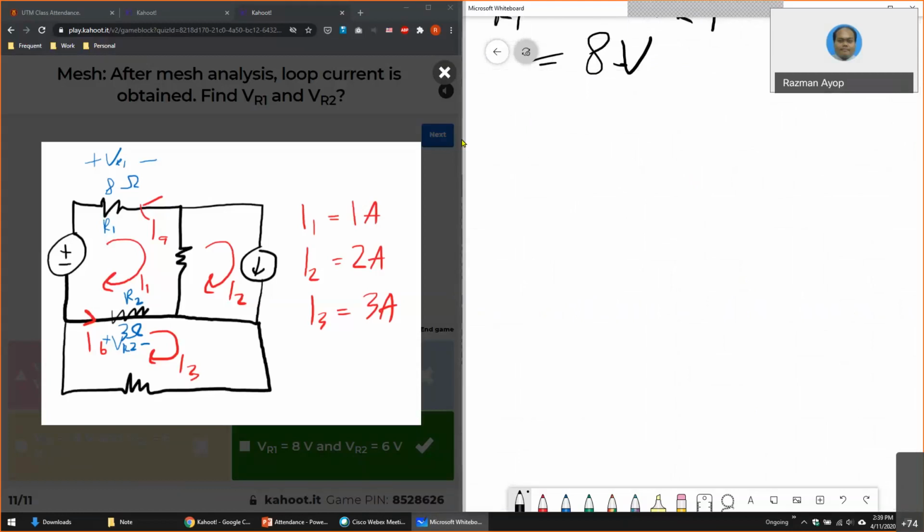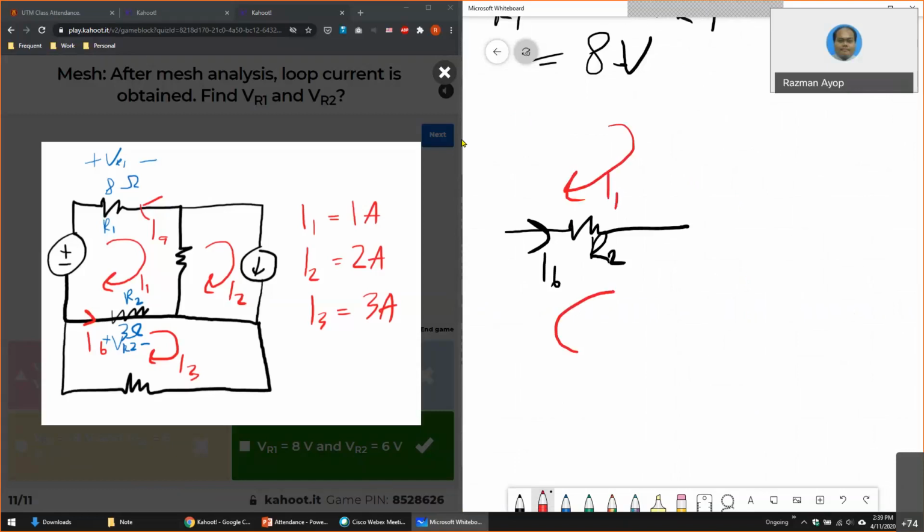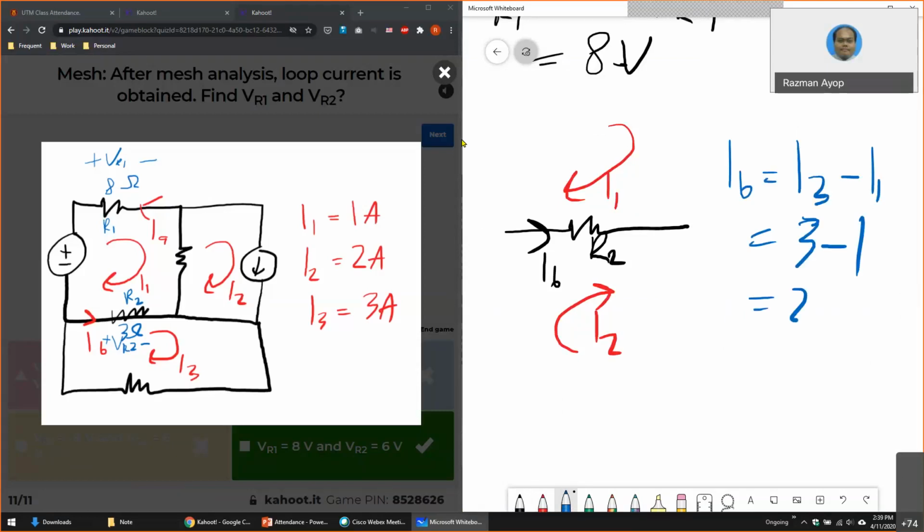Now for VR2, this is R2 and the current is IB. If the loop current is I1, this one is I2, so IB follows the I2 direction. So IB is I2 minus I1 because they are in opposite directions. Sorry, this one is 3, so 3 minus 1 is 2 ampere.